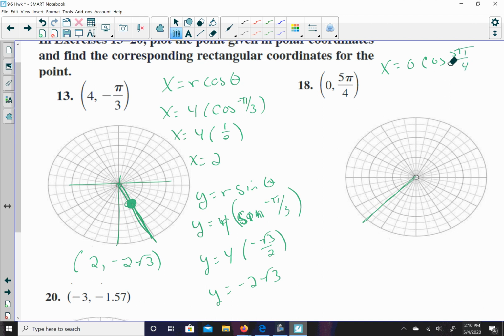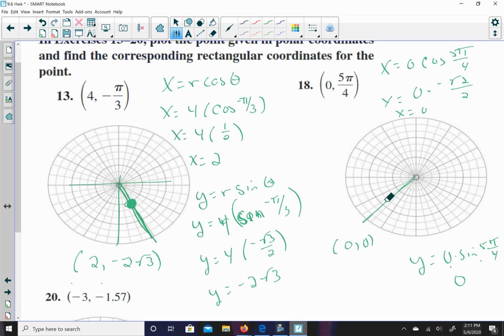Well, I don't even have to know that the cosine of 5 pi over 4 is a negative square root of 2 over 2, because I'm taking 0 times that. So 0 times anything is going to be 0. So the x-coordinate will be 0. And then when I go to the y-coordinate, it's going to be the same thing. y is equal to 0 times the sine of 5 pi over 4. Again, 0 times anything is just going to be 0. So this ordered pair is 0, 0.